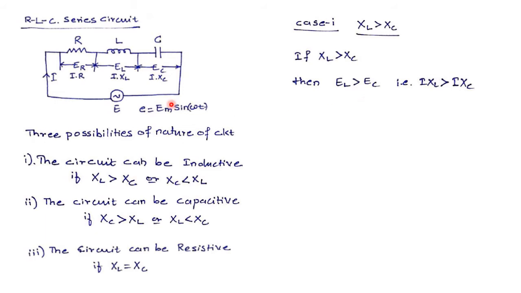Therefore, I into XL is greater than I into XC. Okay, so it is evident that because I is the same through L and C and R, therefore if XL is greater than XC, my I into XL will obviously be greater than I into XC.